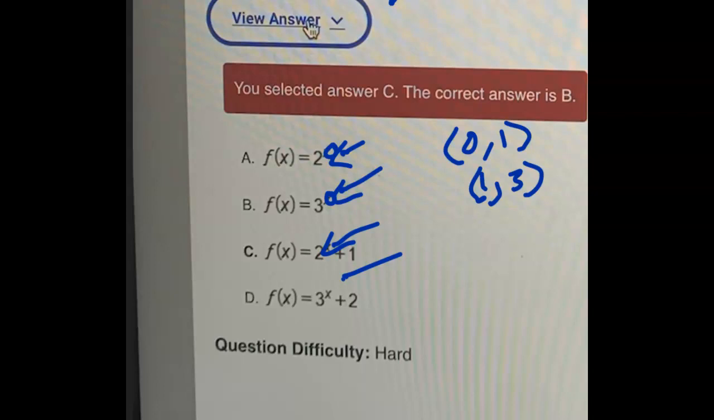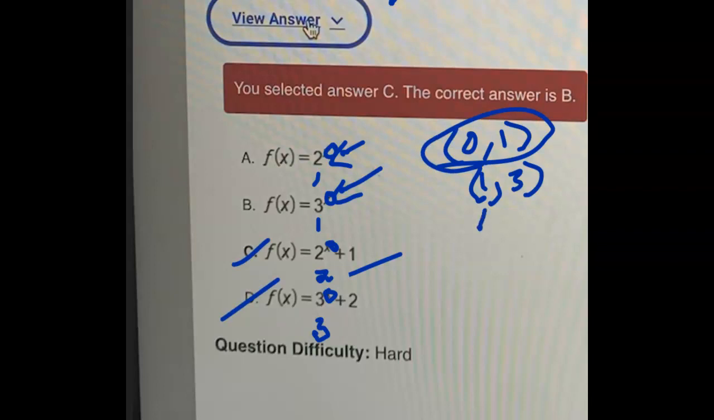So, let's see here. Anything to the power of 0 is 1, which tells us that each of these would be a positive 1. So, this one would be 1, 1, this one would become 2, and this one would become 3. So using that point, we know that C and D are incorrect.